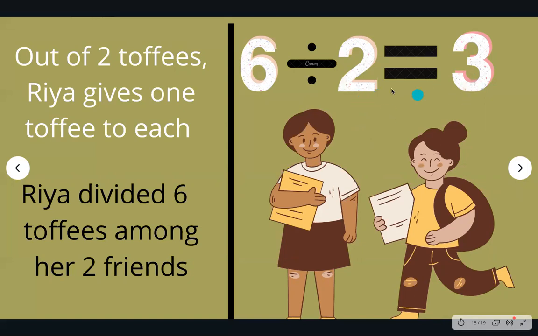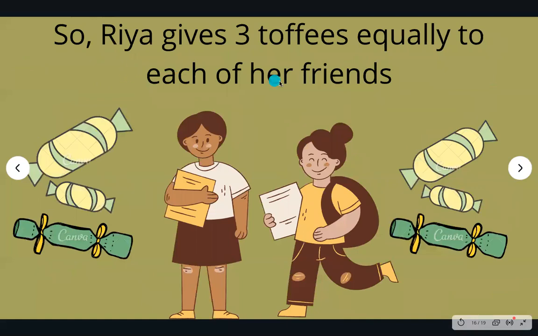2 into 3. 2 3s are 6. So if we divide 6 by 2, the answer will be 3. So we know that Ria gives 3 toffees equally to each of her friends. 1, 2, 3 to this friend and 1, 2, 3 to this friend. Ria divided these 6 toffees by 2 and she got 3.